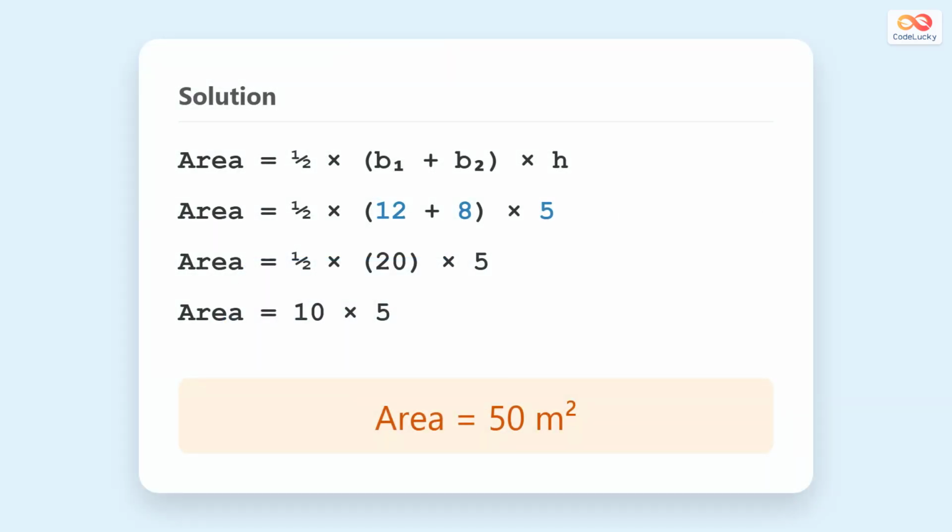We plug our numbers into the formula. 12 plus 8 equals 20. Half of 20 is 10. Finally, 10 times the height of 5 gives us a total area of 50 square meters.